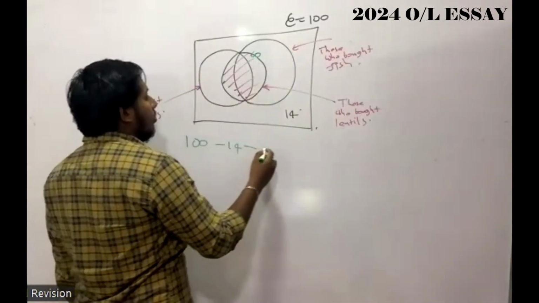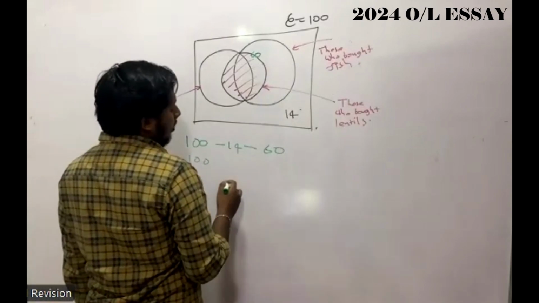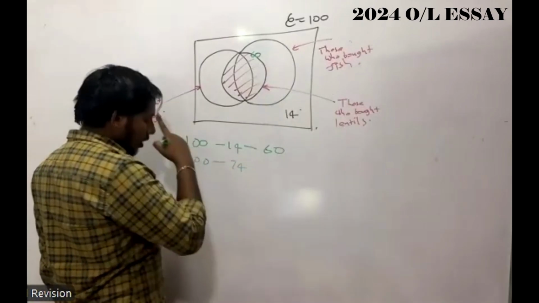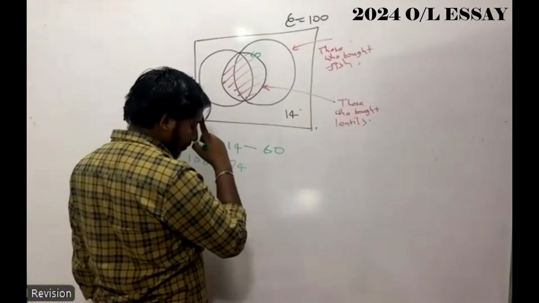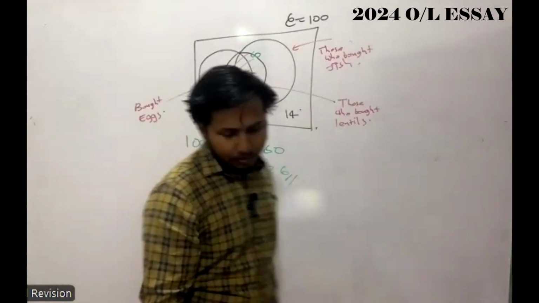So you have to subtract 14 and 60. So 100 minus 14 minus 60, in the sense it's minus 74. 100 minus 74, the answer is 26. The answer is 26.